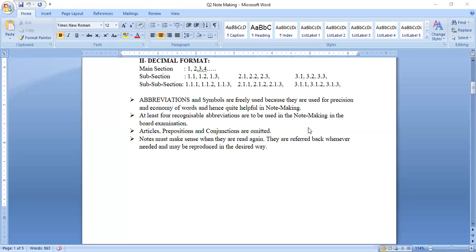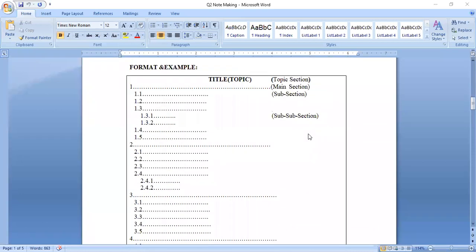Articles, prepositions, and conjunctions are omitted. Notes must make sense when they are read again. You know what is the meaning? Read again. They are referred back to whenever needed and may be reproduced in a desired way. Now we can see the general format. Please remember that if it is included, we have to write.